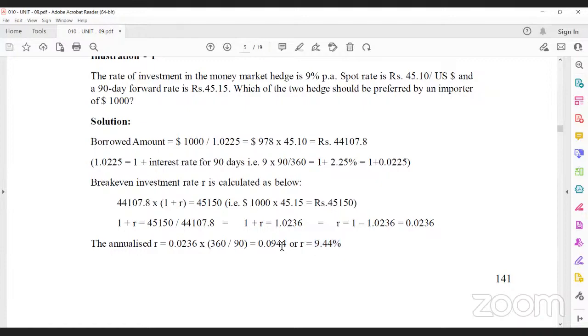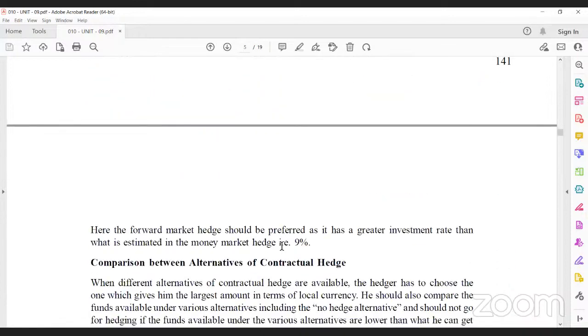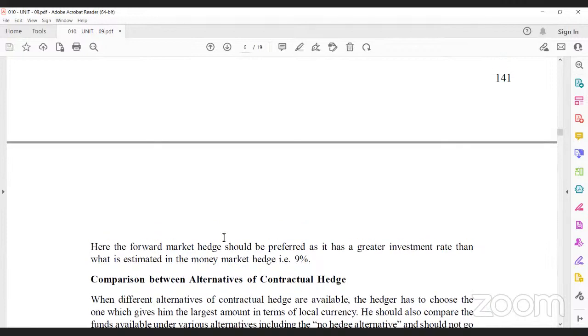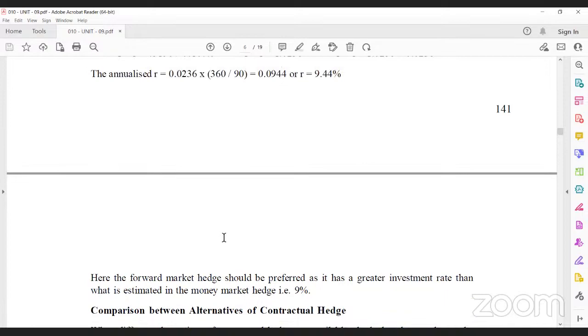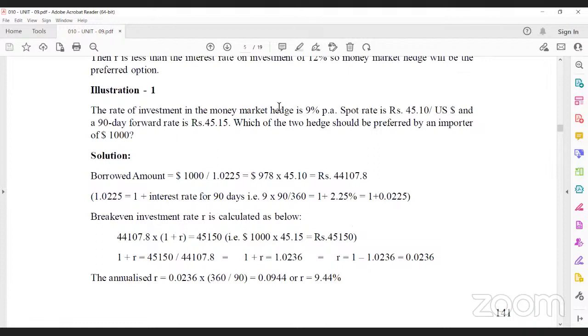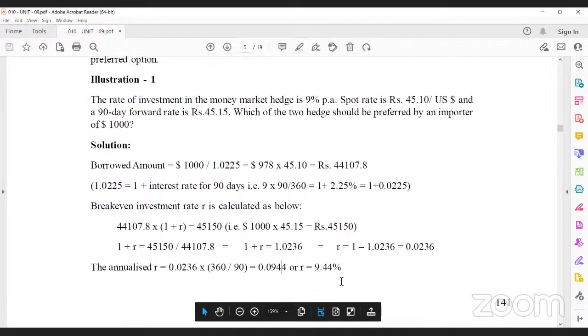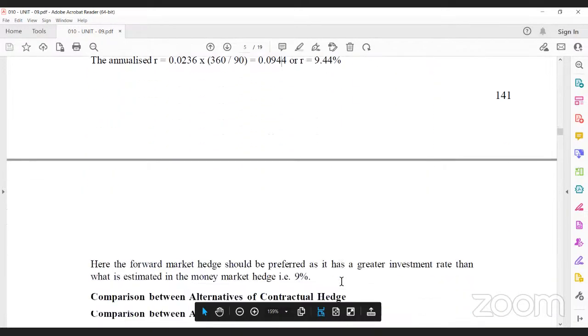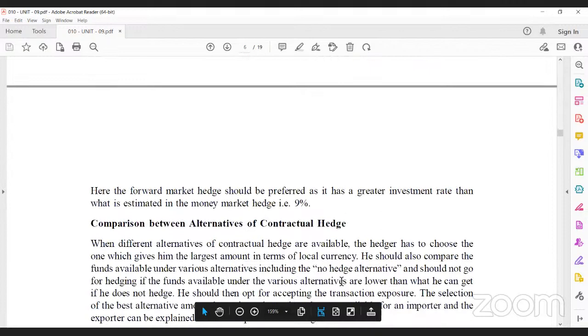All right. Then the forward market hedge should be preferred as it has a greater investment rate than what is estimated by the money market hedge. See, the money market hedge is 9%, whereas the forward is 9.44%. All right, so here we conclude that 9% is the best choice, and 9% is the money market hedge. Since it is greater, we go with money market hedging.